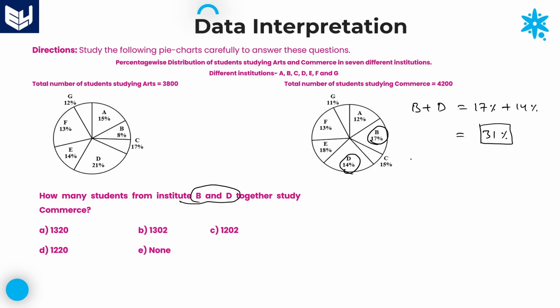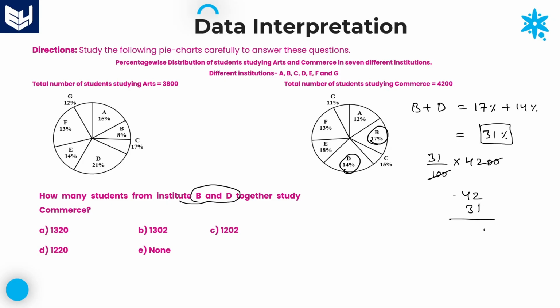That is the required percentage, and you need to calculate what is 31% of total commerce 4,200. Total commerce value 4,200. Here two zeros and two zeros are both cancelled. Now 42 into 31.